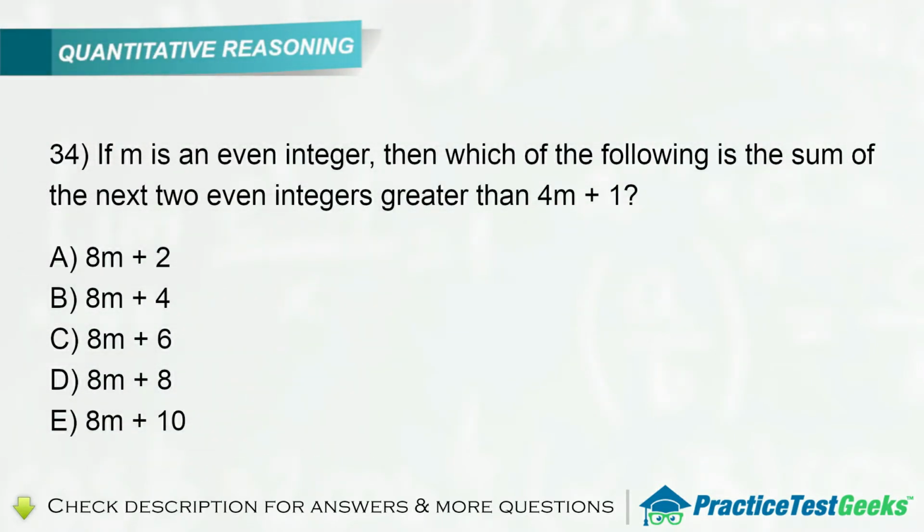Question 34. If m is an even integer, then which of the following is the sum of the next two even integers greater than 4m plus 1? A. 8m plus 2. B. 8m plus 4. C. 8m plus 6. D. 8m plus 8. E. 8m plus 10.